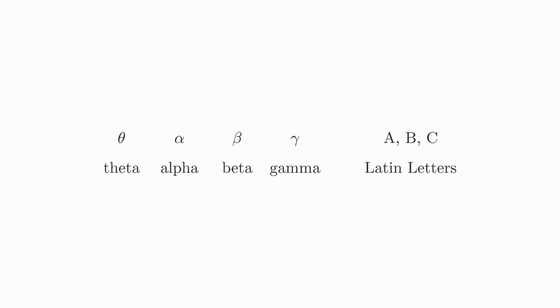When labeling angles, we often use lowercase Greek letters. Traditionally, we use theta, but you will also see alpha, beta, and gamma sometimes. Later on in class, we will also use capital Latin letters, specifically when we're labeling the vertices of triangles.